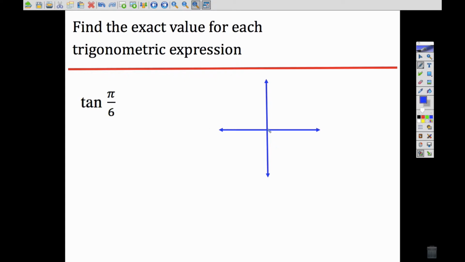So pi over 6 is really close to the x-axis. This is pi over 6. This helps me because I am able to visualize this triangle right here for pi over 6. And then I'm thinking, okay, the x coordinate is the long one. So that means that's the square root of 3 over 2. And the y coordinate is the short one. So that's going to be a half.